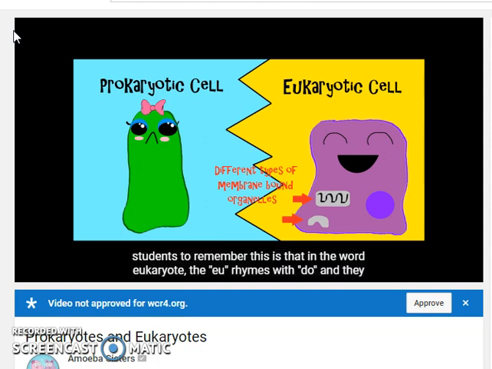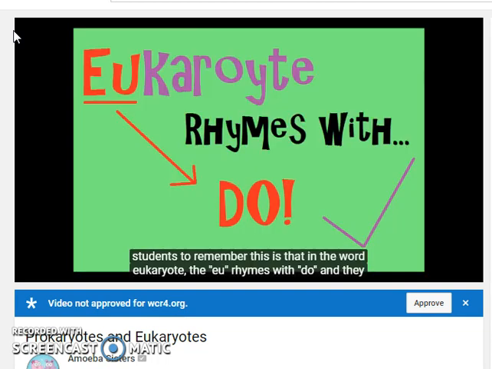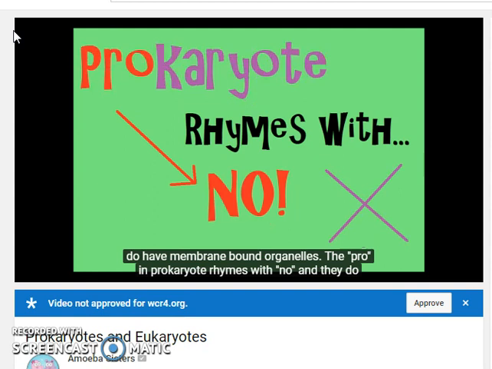So one way I like to tell students to remember this, eukaryote, the U rhymes with do, they do have membrane-bound organelles, and prokaryote, the pro rhymes with no, and they do not have membrane-bound organelles.